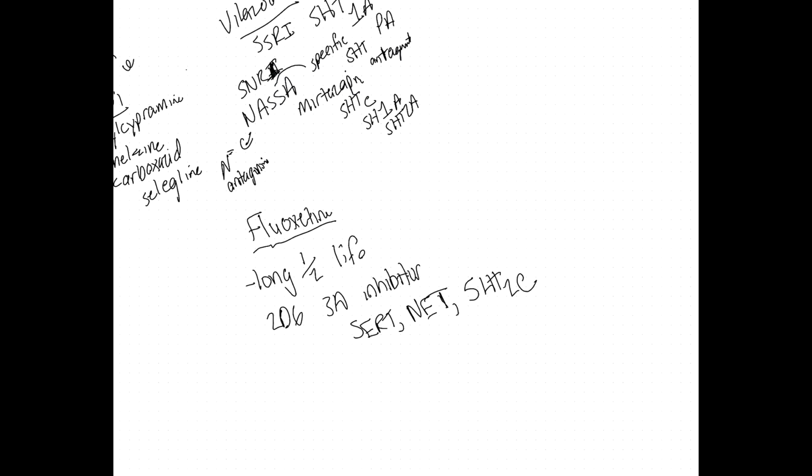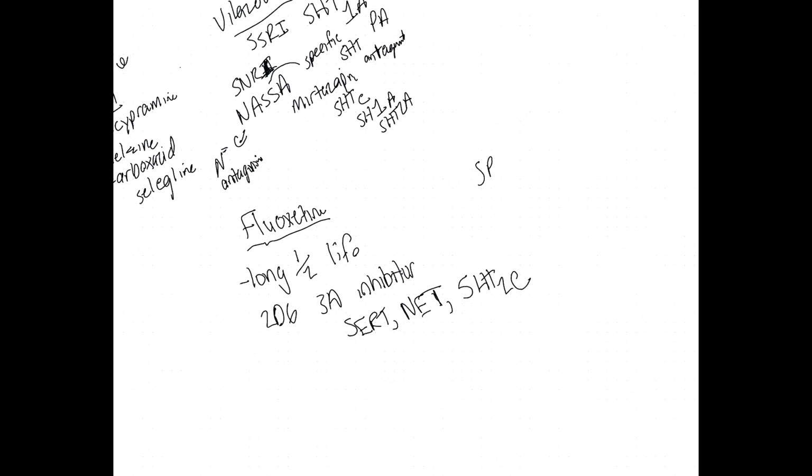All right. NaSSA is mirtazapine. There's another class called SARI, serotonin antagonist and reuptake inhibitor, and that would be trazodone.